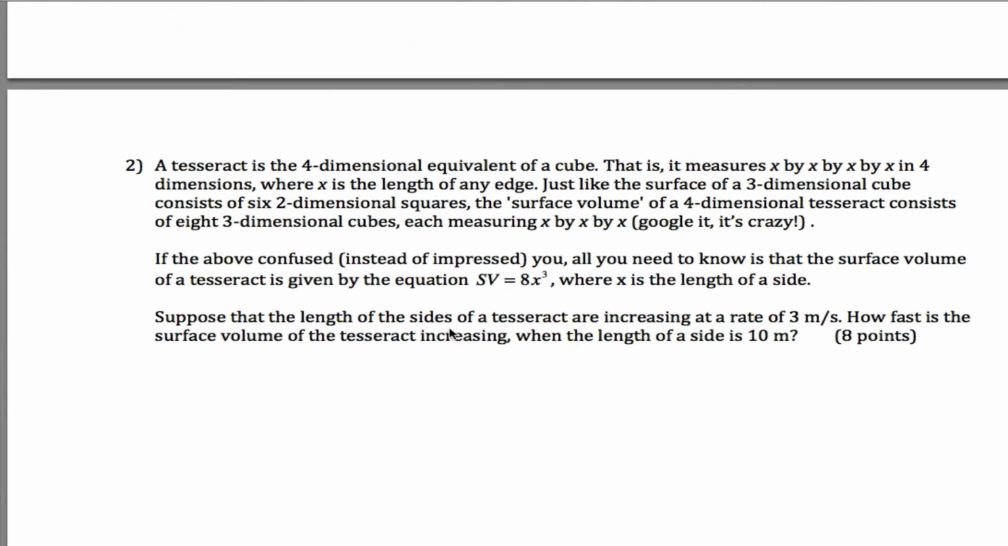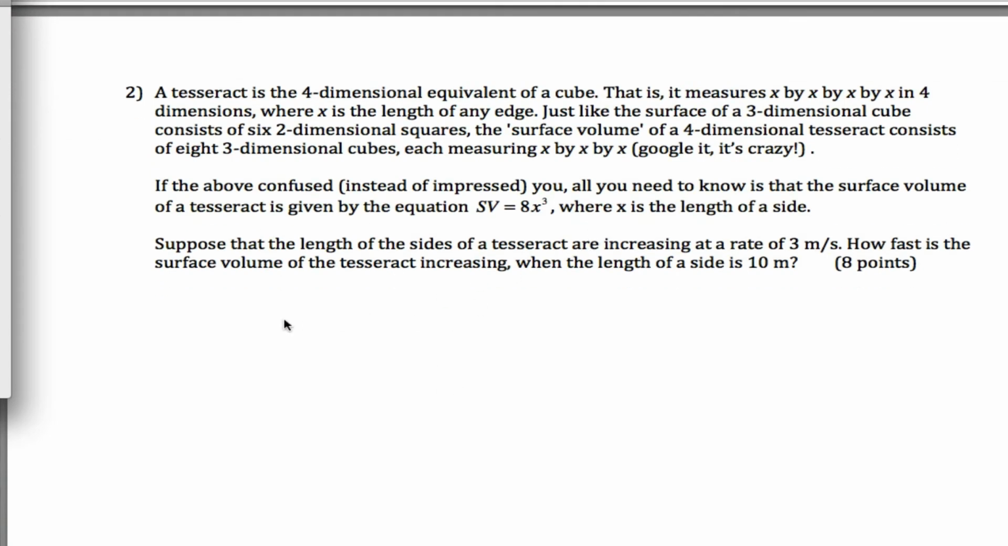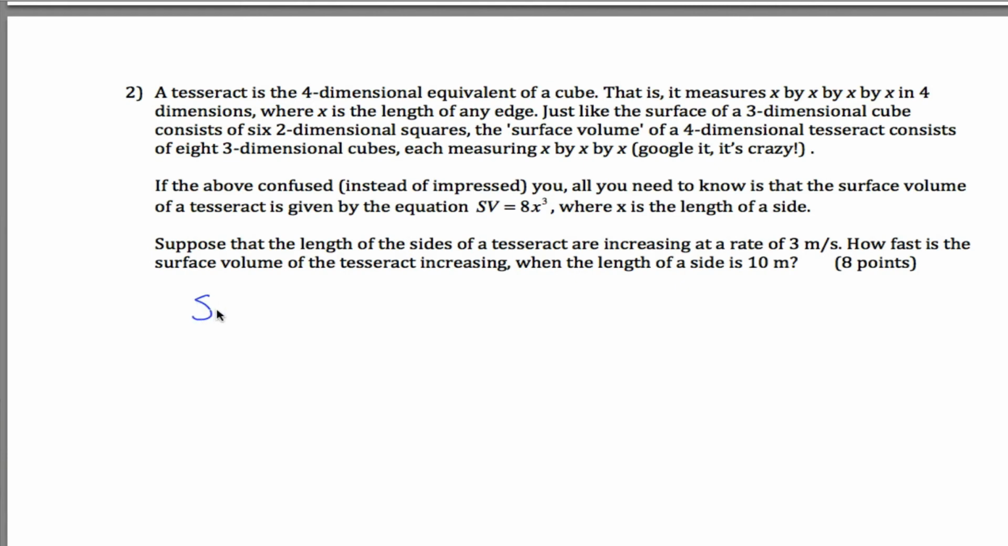Related rates gives me all this information about a tesseract, which is super interesting, at least to a nerdy math guy like me, but not all that relevant to the problem. All you need to know is that the surface volume, a term you've never really heard before because you've never dealt with four-dimensional objects, is 8x cubed, where x is the length of a side. And what it tells us here is that the length of this side, x, is changing. It's increasing at a rate of 3. In other words, x prime equals 3.